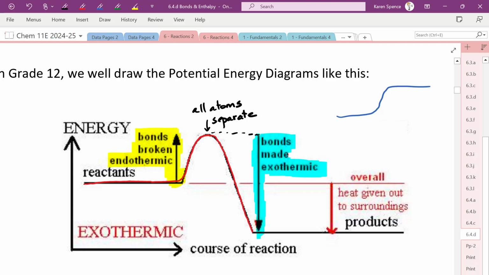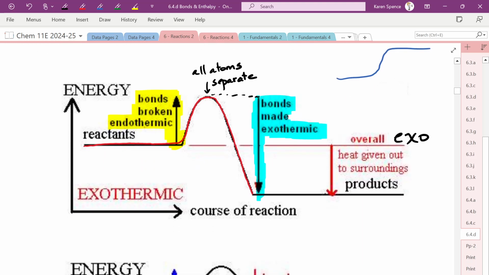So we have an endothermic process and an exothermic process, and we put those together, right? We've got positive, maybe positive 4 and negative, I don't know, 7, right? So it's overall exothermic. So it's endo and then it's exo, but overall it is exo. So this is positive, this is negative, and overall it is negative.